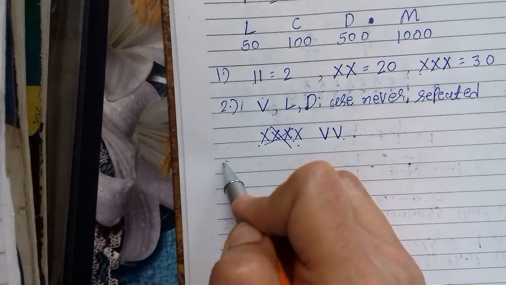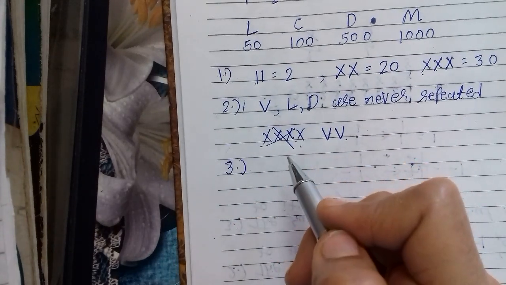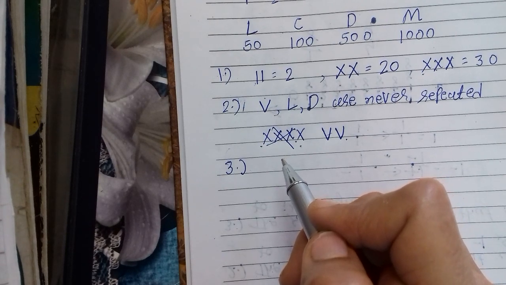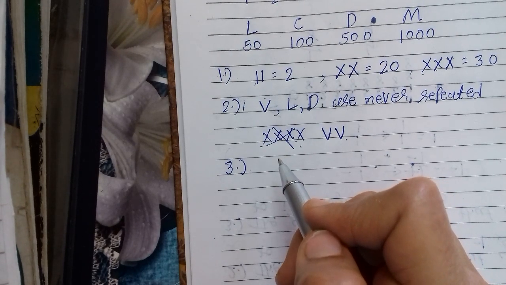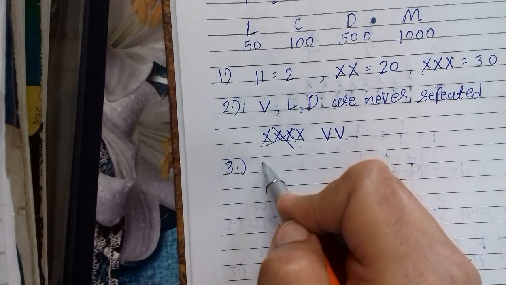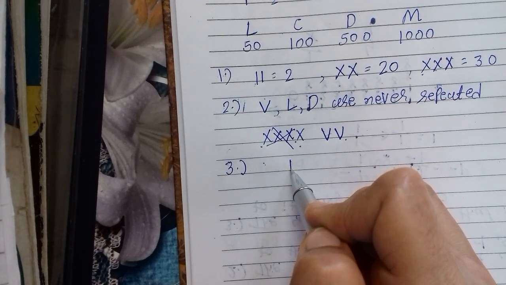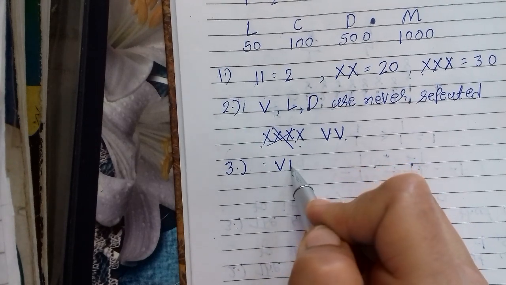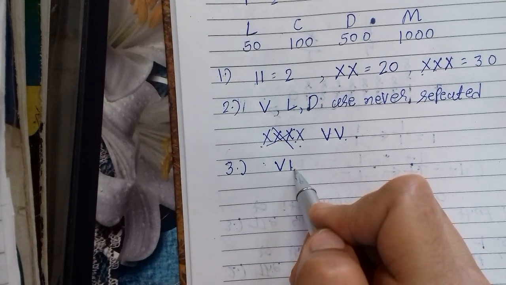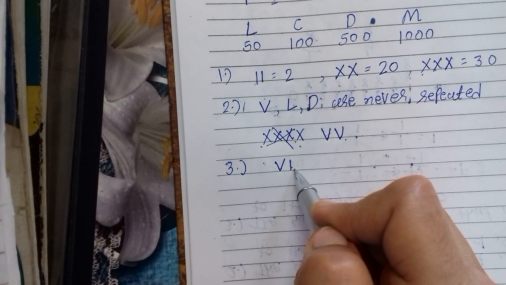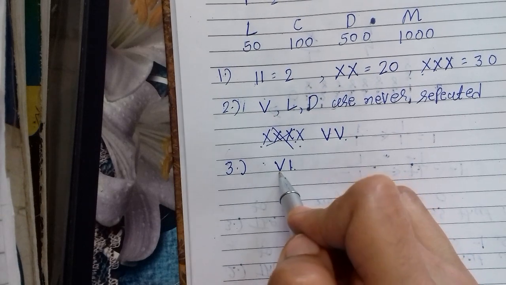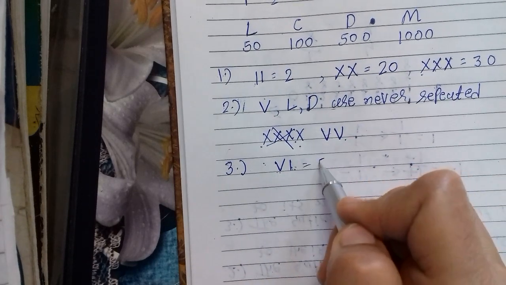Okay. The third rule, if a symbol of smaller value is written to the right of a symbol of greater value, its value gets added. Suppose a symbol of smaller value is written to the right of a symbol of greater value. Here this is the greater value and this is the symbol of smaller value. Then its value gets added. That means 5 plus 1. Here its value is added.